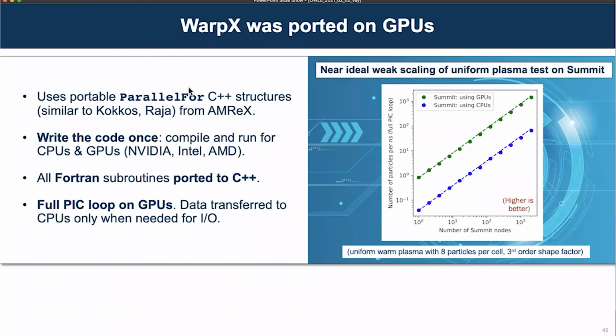So as I mentioned, in the meantime, WarpX was being ported to GPUs, and it uses a portable parallel-for C++ structure from AMReX, which means that we write the code once, and then it's compiled automatically to run on CPUs or on GPUs. As I mentioned already, all the Fortran subroutines were ported to C++ and the full PIC loop resides on the GPUs. We transfer the data to CPUs only when needed for IO.